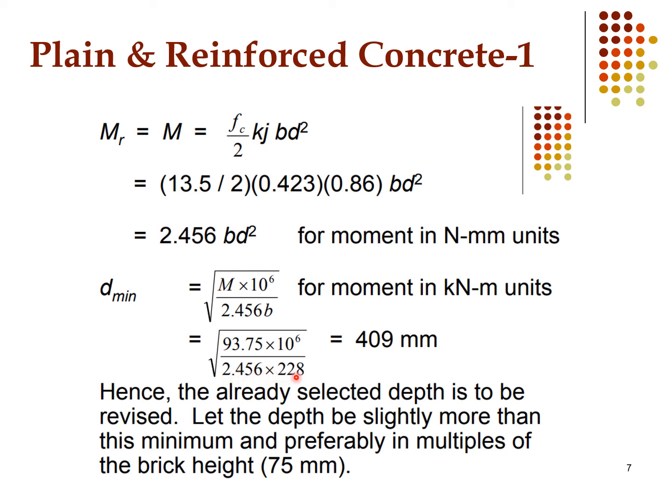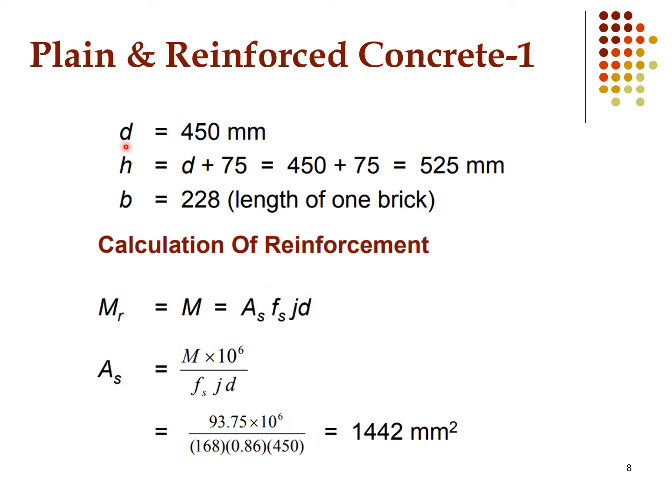2.456 into 228, we can assume that the width of the beam is exactly equal to the thickness of the wall. So thickness of wall is normally 228, same width we can provide. So with 228 we will get 409. Hence the already selected depth needs to be revised because the selected depth was 375 millimeter. So we need to revise it. Now we can assume D is equal to 450 millimeter.